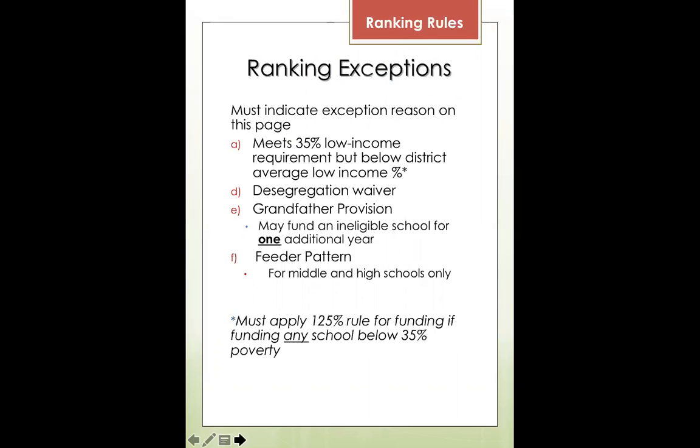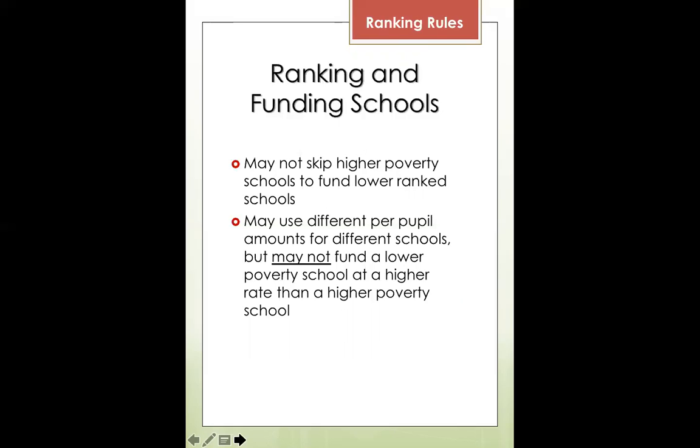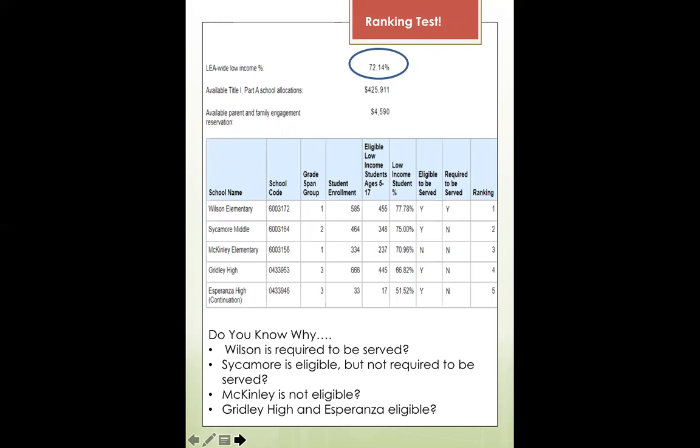Oh, well, the next page is a sample. Let's see. One more. This is just kind of an example of some schools. So you see Wilson School at the top. It's marked as eligible and required to be served, and that's because it's over 75% poverty. So you see that first one is going to say yes, it's eligible, and yes, you have to serve it. So it's ranked number 1.